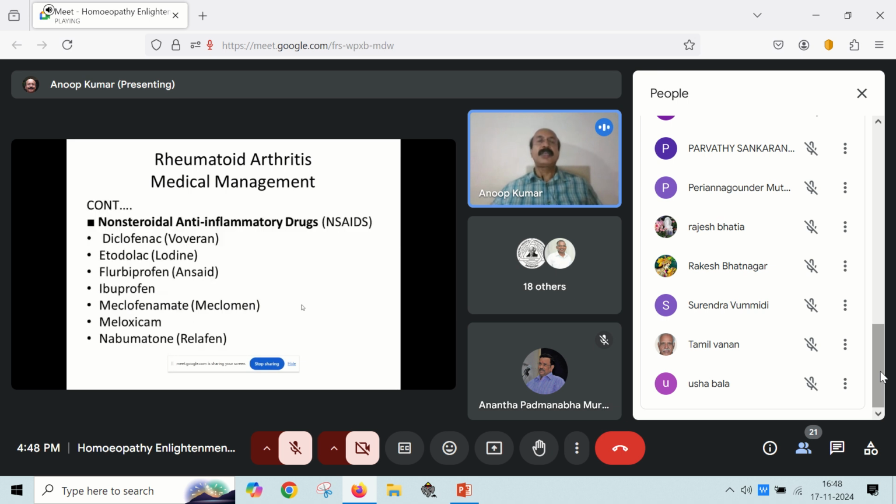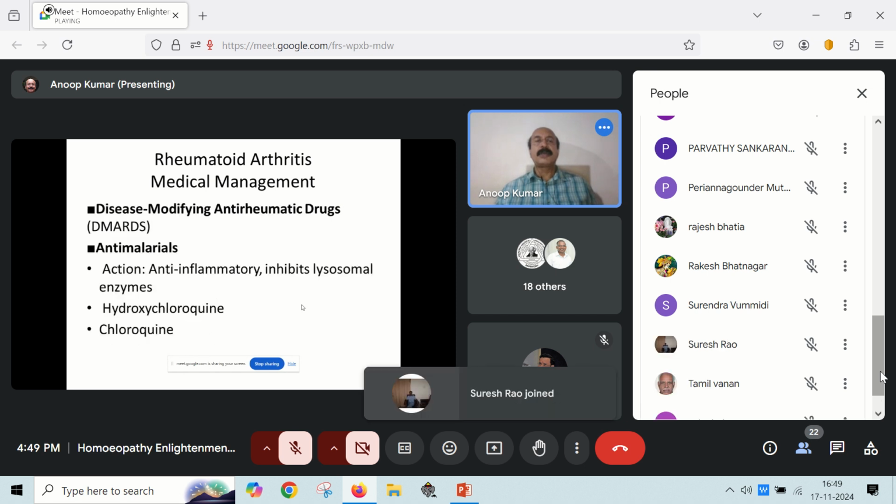Now there are non-steroidal anti-inflammatory drugs, that is NSAIDs. There are different names, and commercial names are also there. Diclofenac is called Voveran. Etodolac is Rolene. Flurbiprofen, I can't even pronounce it. Ibuprofen is there. These are all NSAIDs which are available, which will be prescribed by the allopaths.